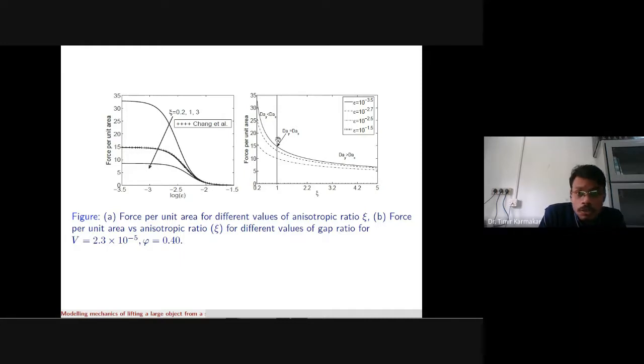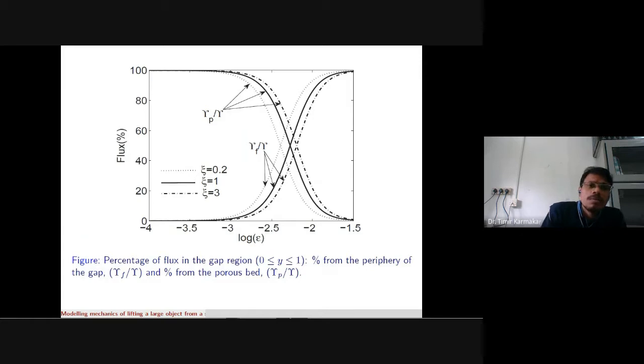So this is the isotropic case and the permeability is the same. But if we take the vertical permeability larger, then we need less breakout force. And if we take the horizontal permeability larger than the vertical, then we need larger breakout force. Okay. So this is the flux.